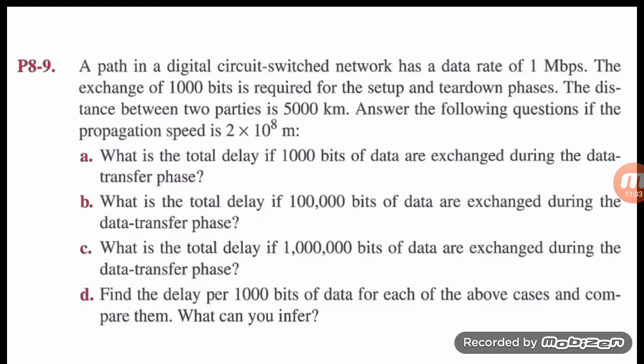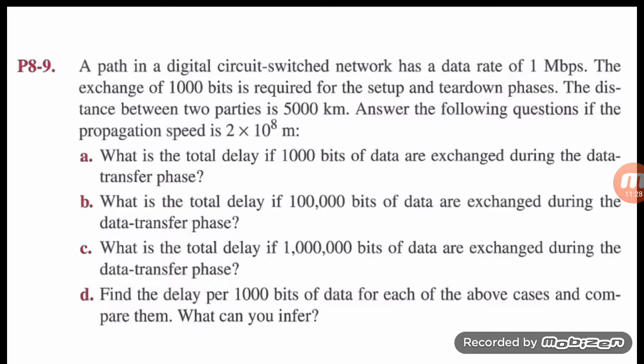When I first gave this problem in the exam, students were asking, what is this parties? Two users, one is the sender, one is the receiver, source or destination, whatever you call it. Two users or two devices, that is what parties means. So the distance between parties is 5,000 kilometers. Answer the following questions. The propagation speed is this much.